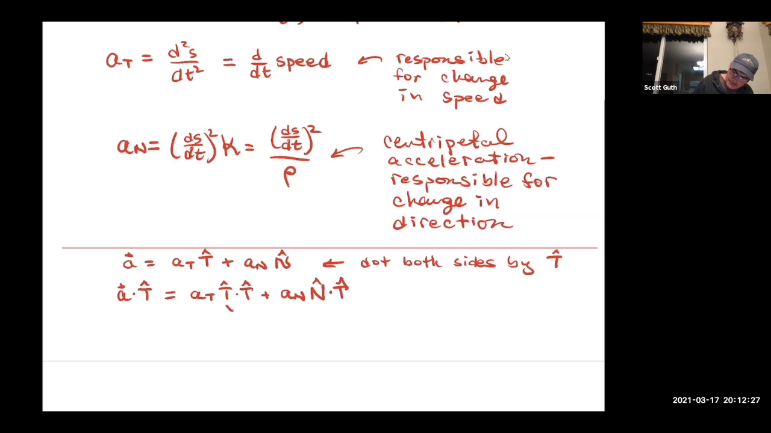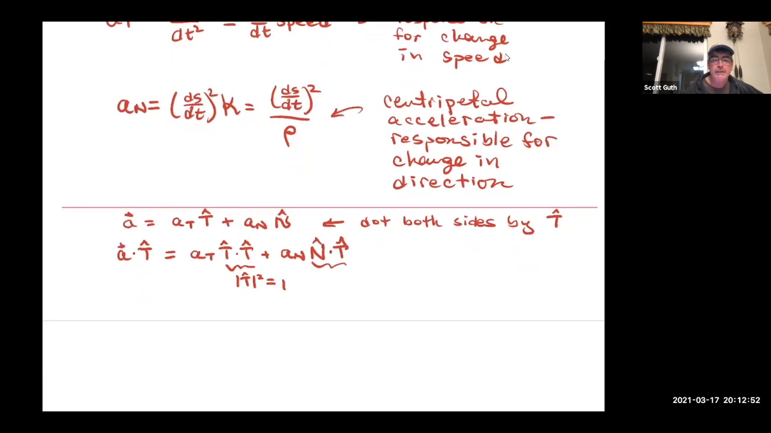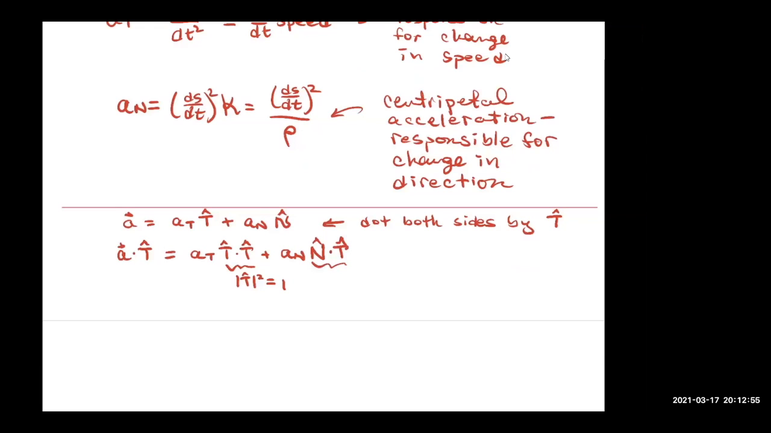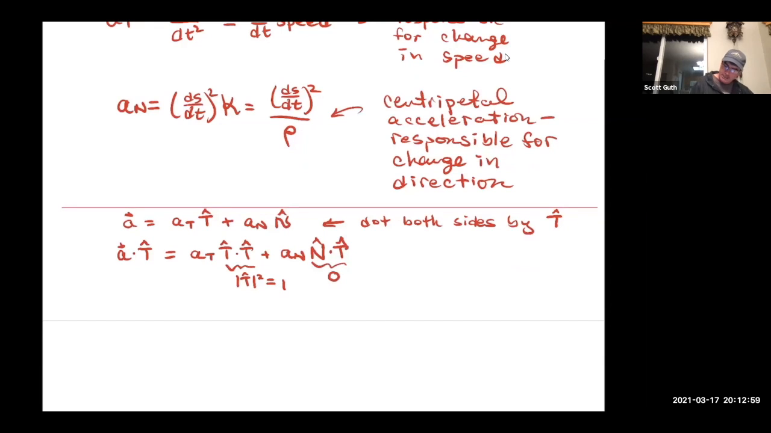And what's T dot T? I'll give you a hint, it's the magnitude of T squared. So what's that? 1. And what's N dot T? Somebody? Those are perpendicular, right? So it's 0. Yeah, so perpendiculars have a 0 dot product. And so this tells us that AT is just A dot T. Okay. Again, that's a scalar. So dot products result in scalars. This should not come out as a vector.